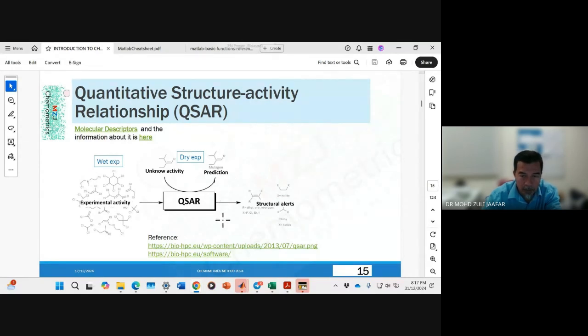Okay, so this is what I did when I did my master's 20 years ago. I didn't need to go to wet experiment. I just concentrated on dry experiment, but the dataset from wet experiment is available from certain database providers. So I just combined the dataset with my dry experiment to come up with QSAR modeling.